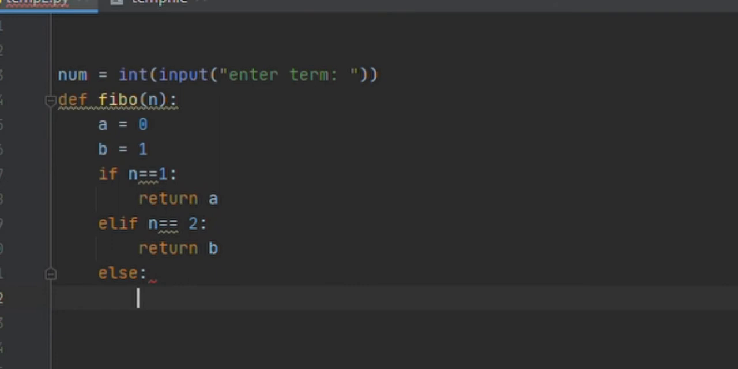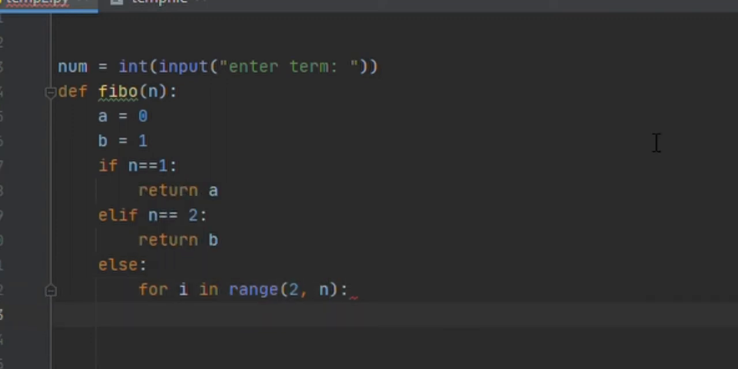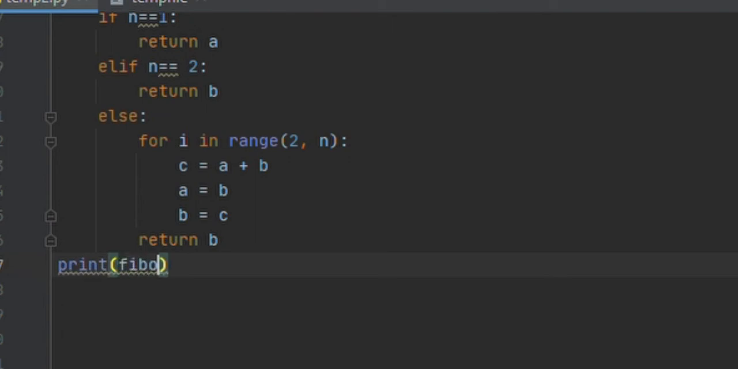Else, for i in range(2, n): c is equal to a plus b, a is equal to b and b is equal to c. Return b. Print fibo of num.